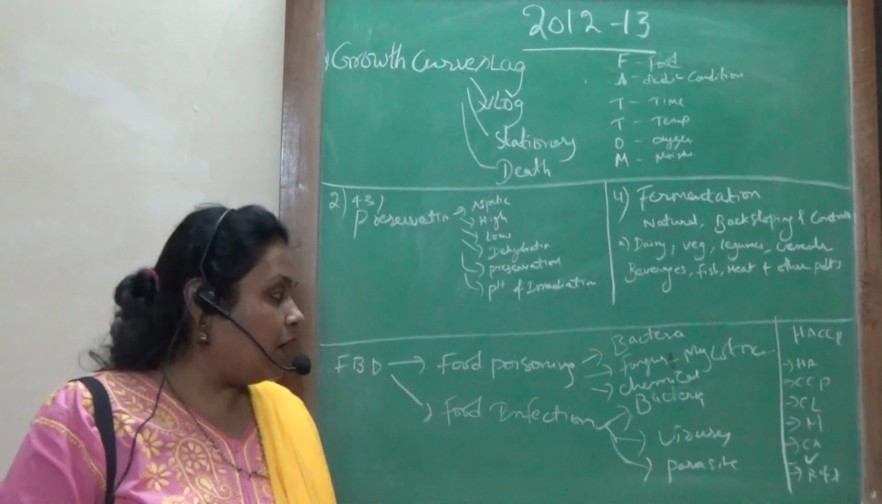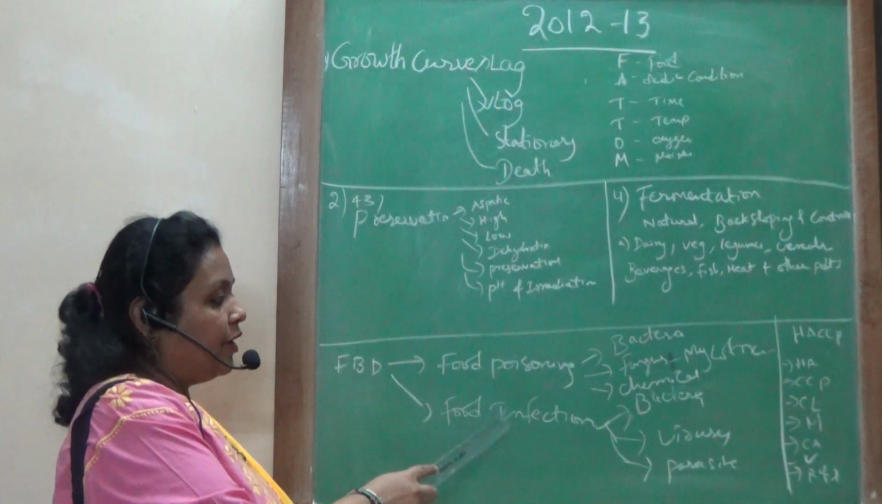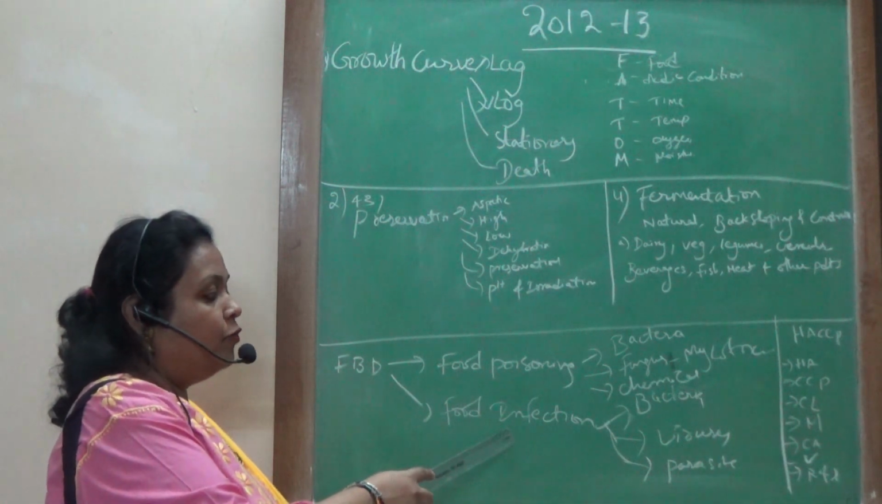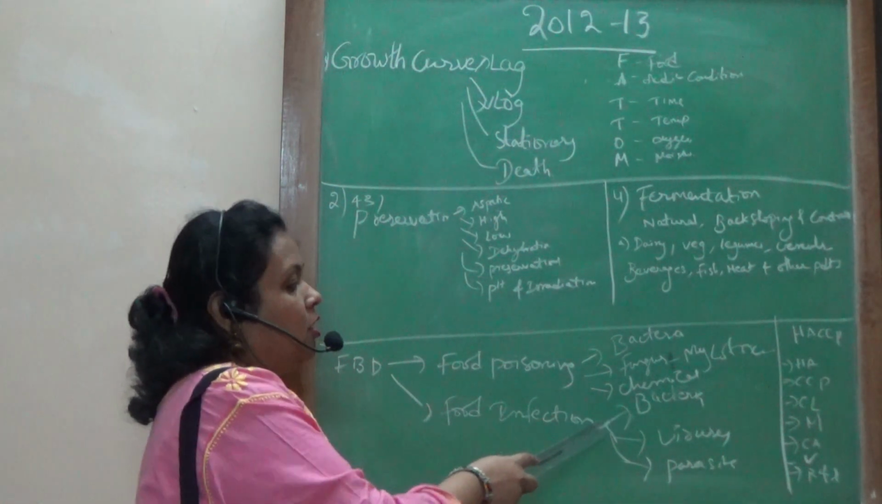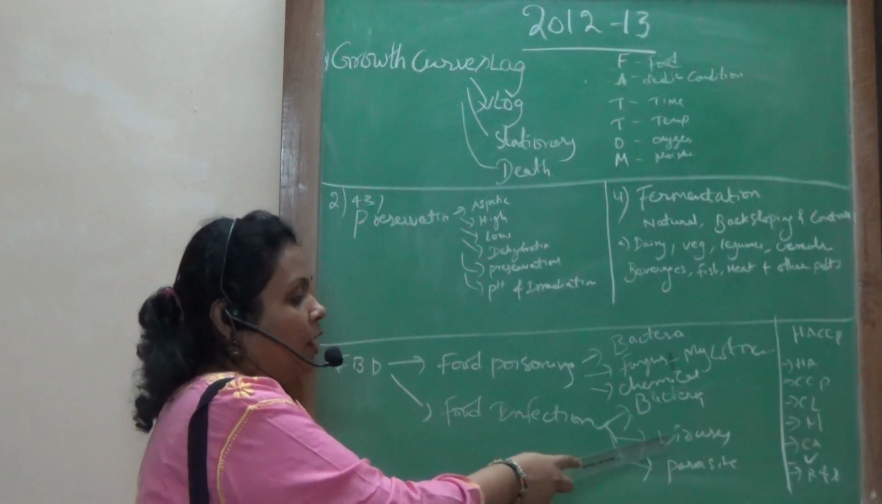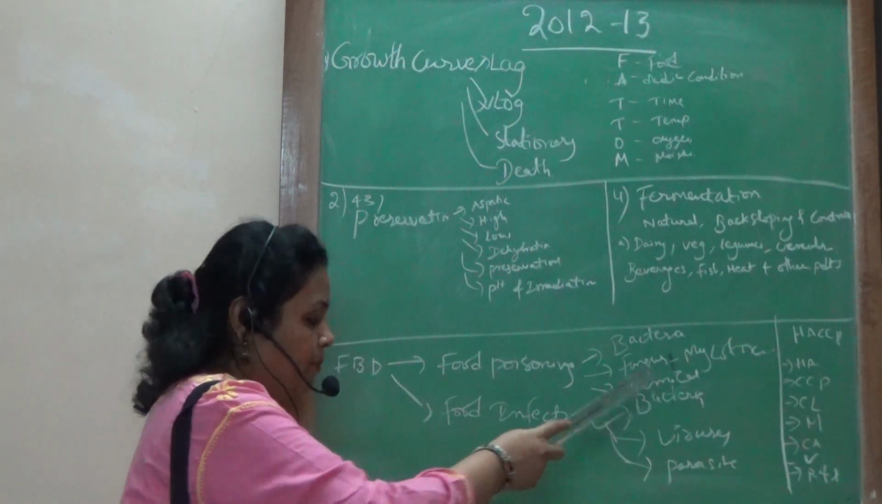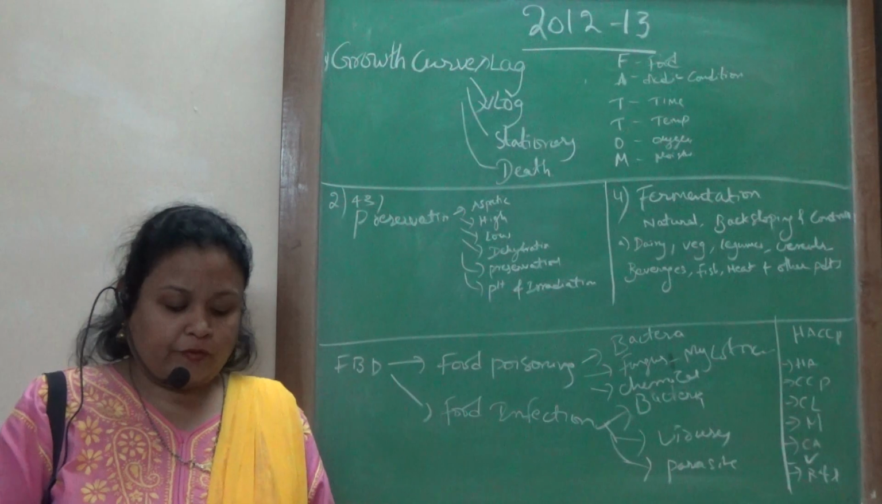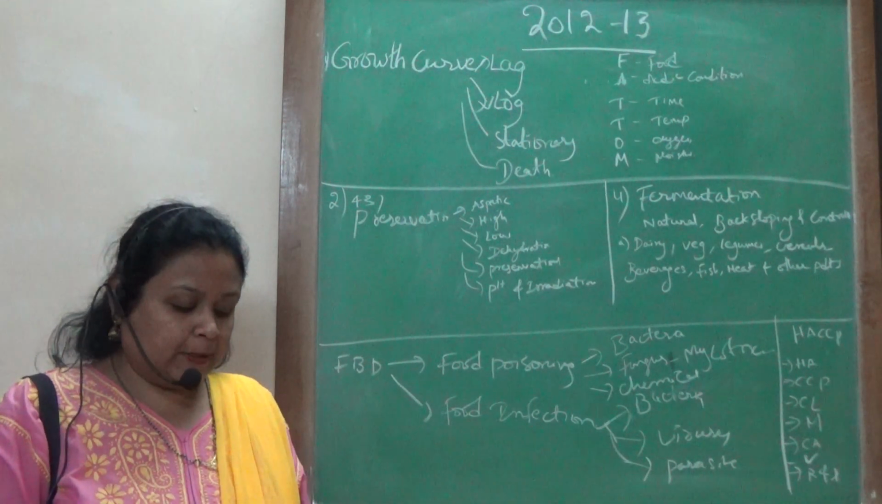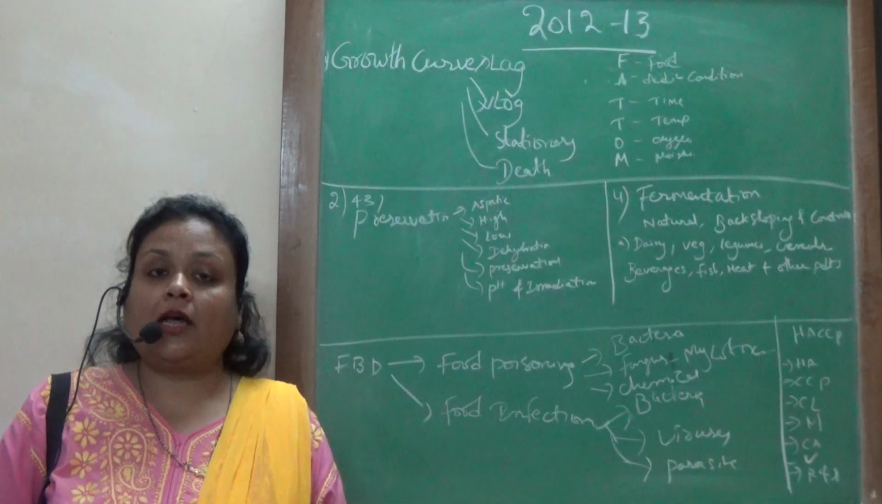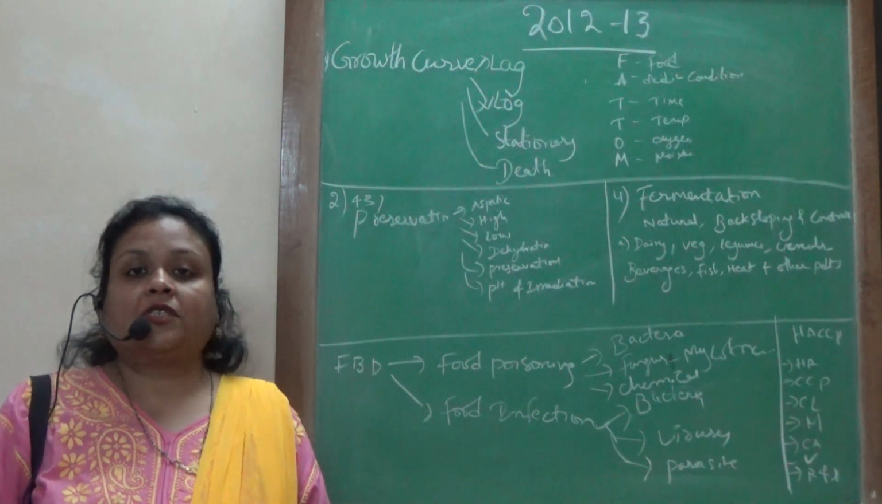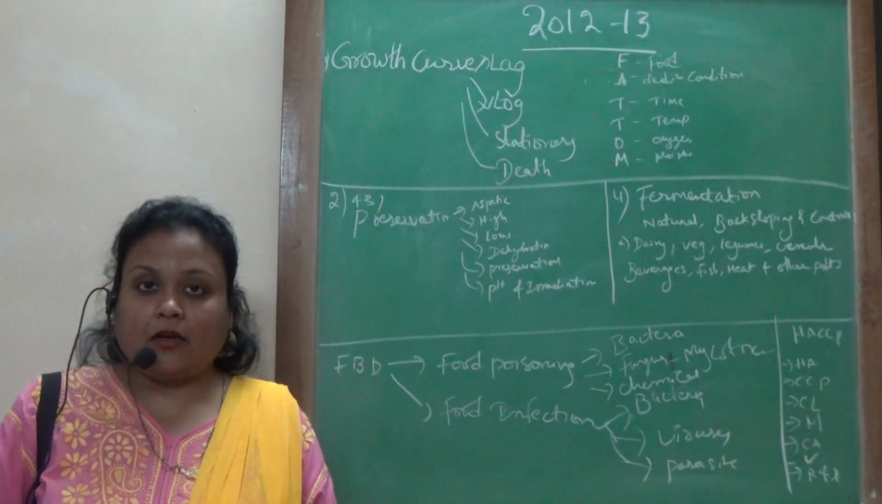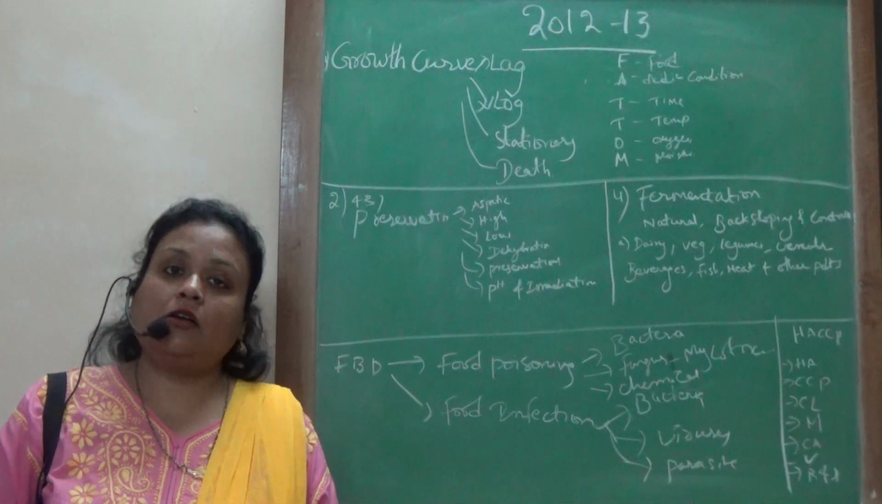Usually, foodborne illness occurs by food infection as well as food poisoning. When you talk about food infection, you find bacteria, viruses, and parasites. Now, talk about bacteria. You can give examples of two bacteria, that is Salmonella and Clostridium perfringens. Salmonella is found in chicken and egg, and Clostridium perfringens is found in the soil.